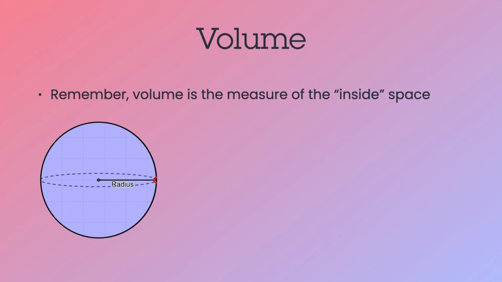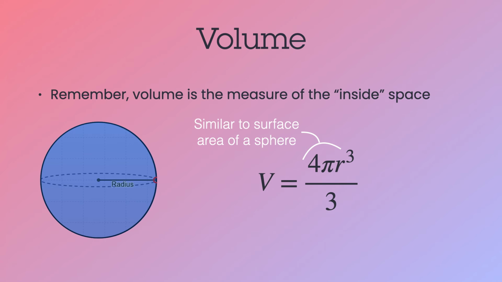Now let's look at volume. Remember, volume is the measure of the inside space in your sphere. Now, we're not going to go through a big declaration of why this formula becomes what it is, but here's the formula for volume of a sphere, and I want you to just notice some things. That 4 times pi times r is very similar to the surface area of a sphere formula. And then you see the divide by 3, which we used when we did volume of cones.